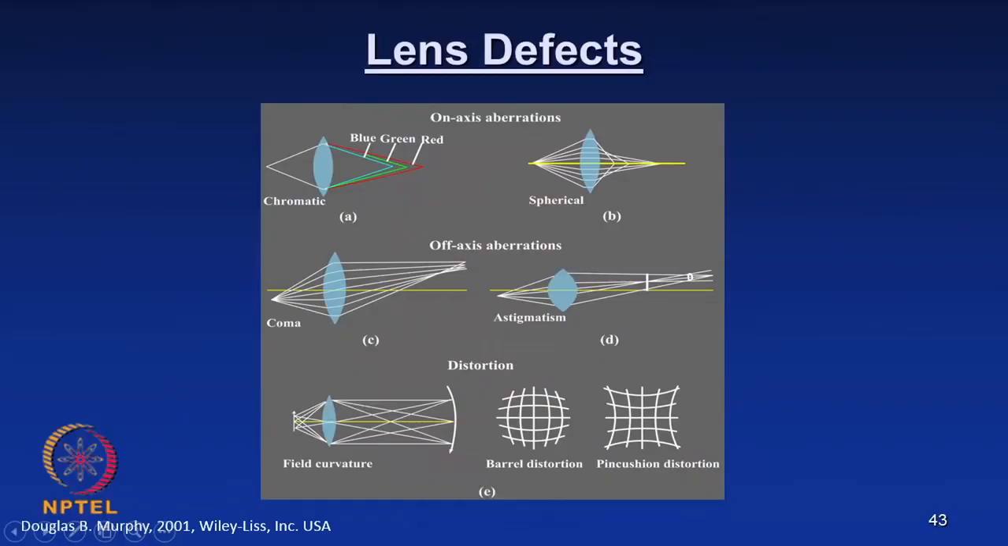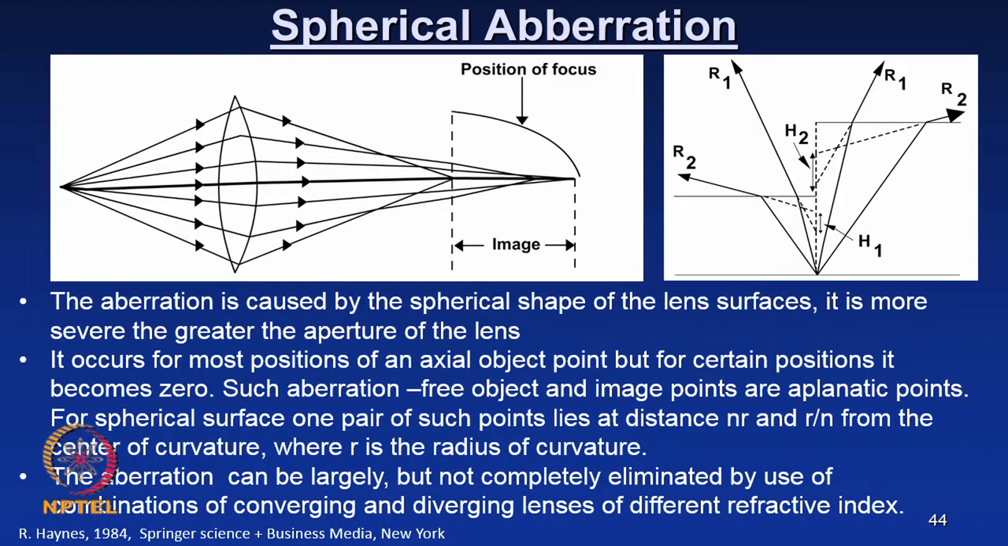So, we will again look back at the classification of the lens defects. I just mentioned lens defects are basically of two types: one is on-axis aberrations, the other is off-axis aberrations, and then we have distortion, which is also going to impair the quality of the images. I started off yesterday describing the first and a very important defect, spherical aberration.